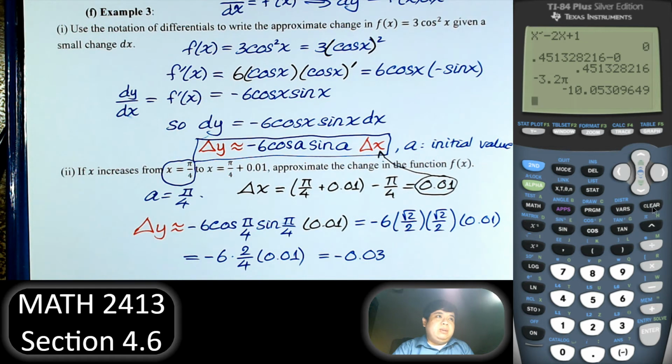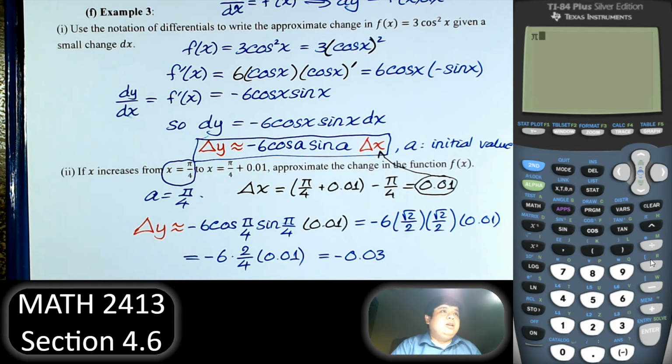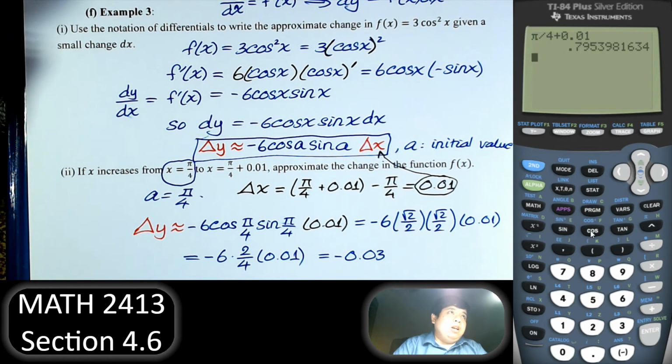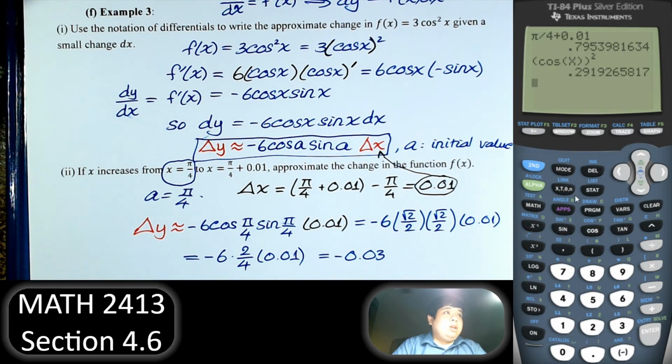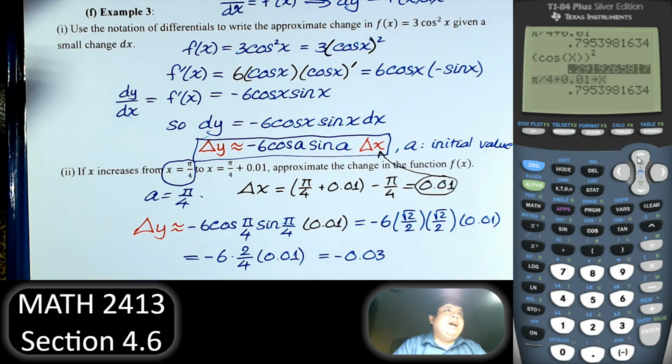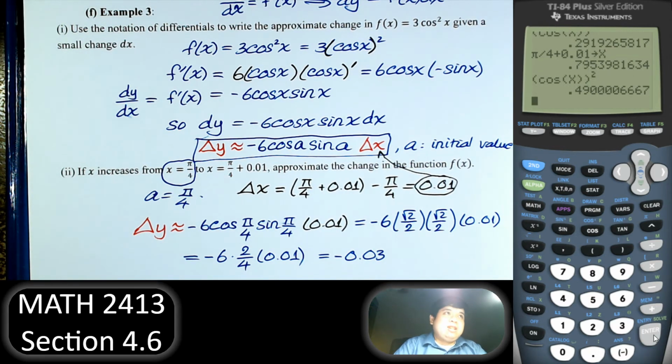So if we want to estimate, let's first take pi over 4 plus 0.01. Now let's just evaluate that. Cosine of x squared, we have that value. Sorry, forgot to hit store into x. Now let's evaluate that at x. Alright, so that's what we have.